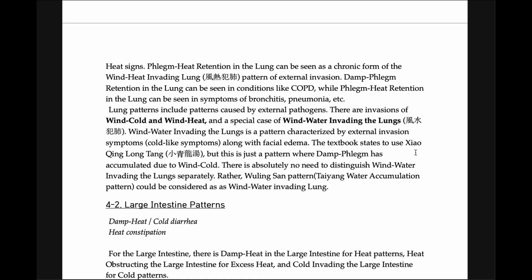Lung patterns include patterns caused by external pathogens. There are invasions of wind cold and wind heat, and a special case of wind water invading the lungs. Wind water invading the lungs is a pattern characterized by external invasion symptoms, cold-like symptoms, along with facial edema.